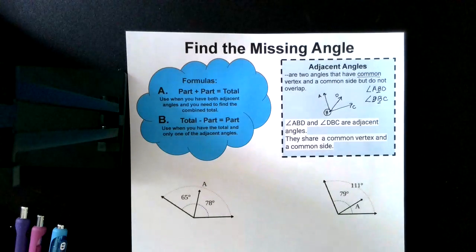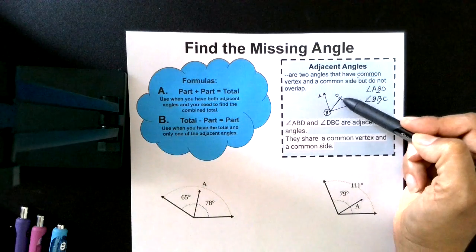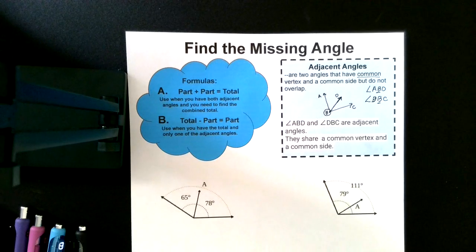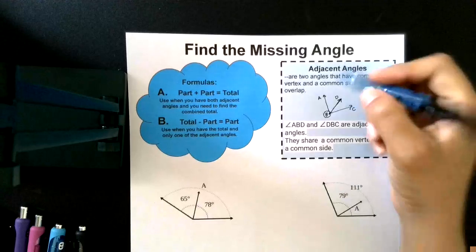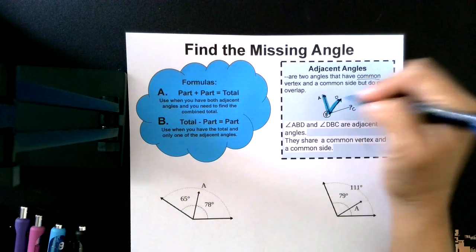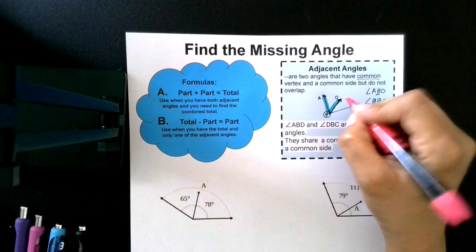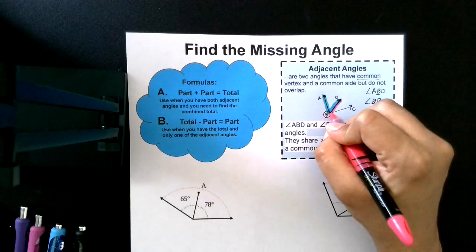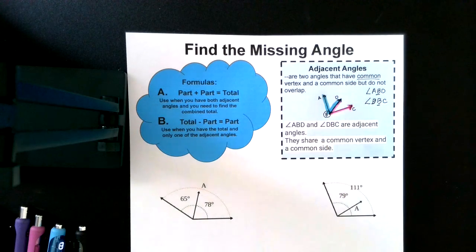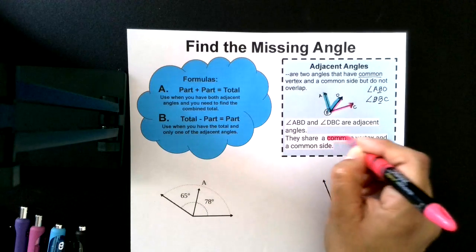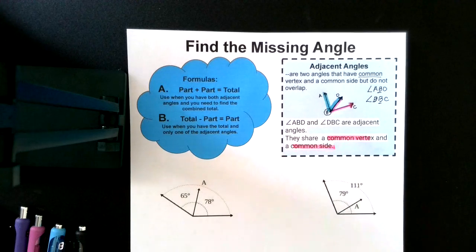And a common side, both of these angles share this ray right here, BD. It's kind of like they share a wall. If we're talking about rooms, they would share a wall. So we have this angle right here, ABD, and then we have this angle right here. They share the same ray, so that's angle DBC. They are adjacent. Again, common vertex, common side.